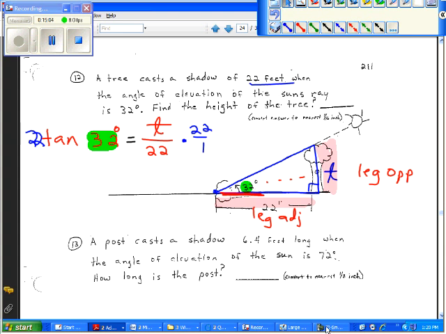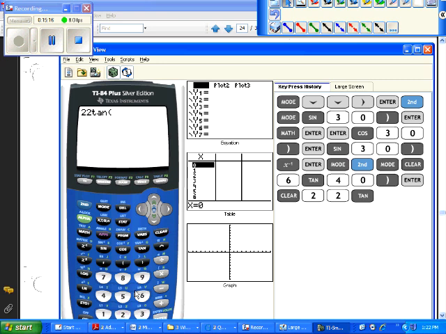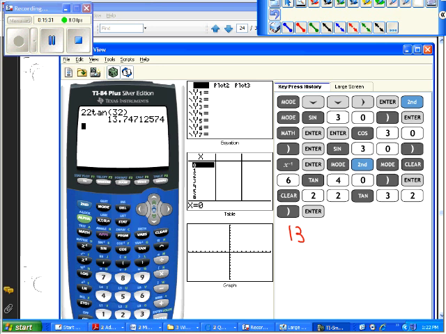So we're going to go to our calculator, and I'll clear it out: 22 tangent 32. Enter. Now that is feet, correct? 13 feet, but we don't want 0.74, we want inches to the nearest 16th of an inch.